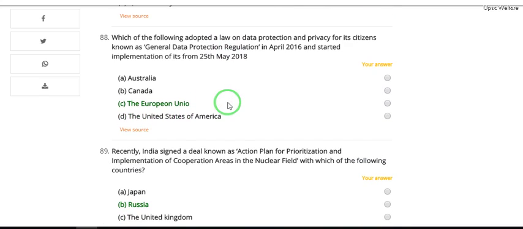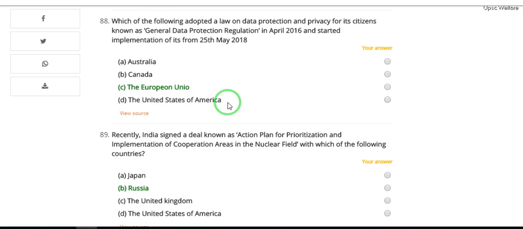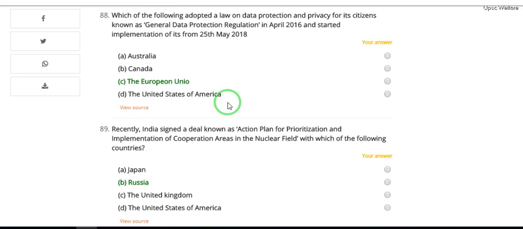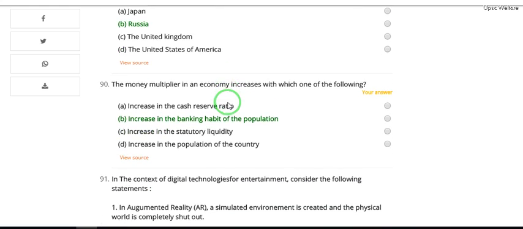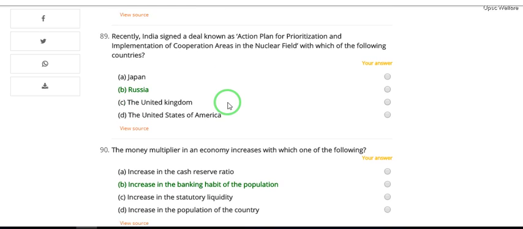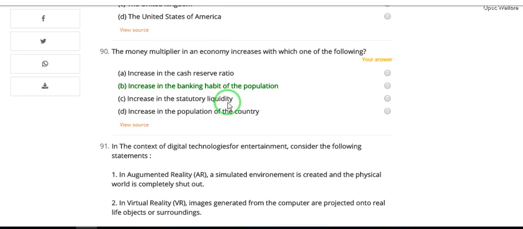Question 88, answer C. Adopted a law on data protection and privacy, of course, and the credit goes to the European Union on the 25th May 2018. Now, recently India signed a deal, an action plan for prioritization and implementation of cooperation in the nuclear field, of course, with Russia. So this is going to be correct because this is a current affairs question that was recently in the news.